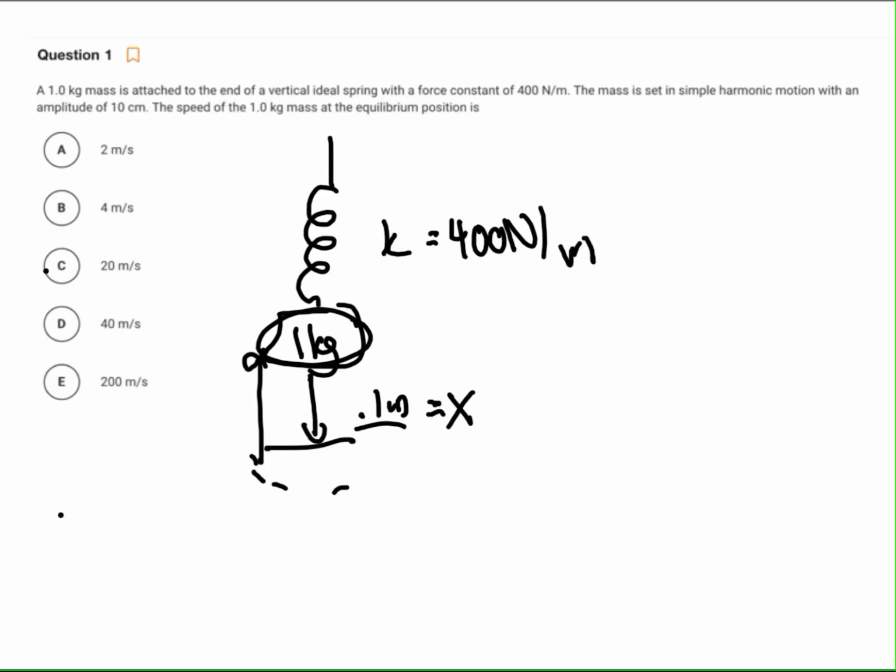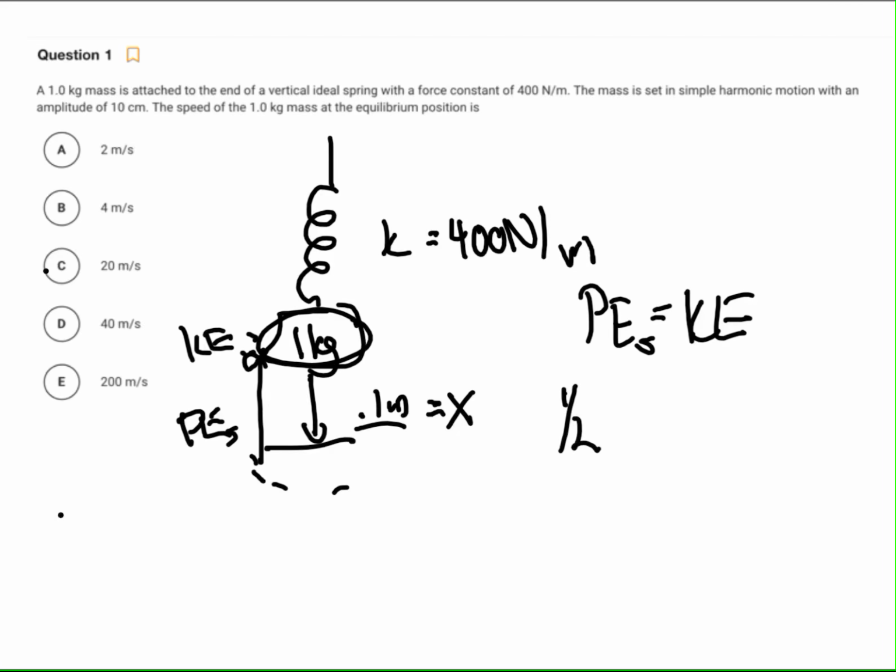Equilibrium is back when it's here. So basically all the spring potential energy that got stored in it is becoming all kinetic energy when it gets here. So we just make a simple energy argument. So we got PE spring equals KE, 1/2 kx squared equals 1/2 mv squared.